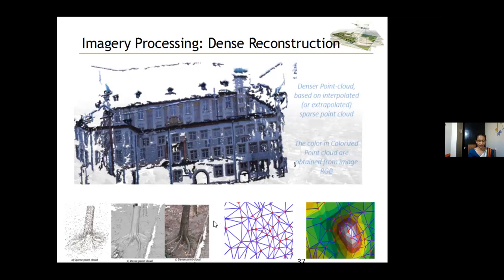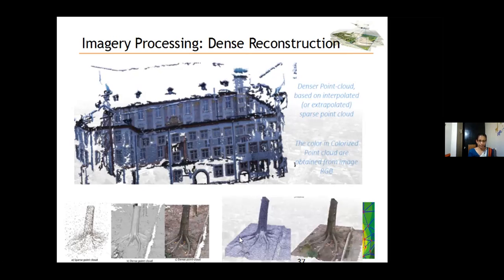Actually, I explained this very briefly, but this is quite a complicated process. Simply put, a mesh model is a model generated by connecting the dense point cloud and making a network of triangles. Then you can generate the mesh model and overlay it with the photographs in order to get the 3D model.